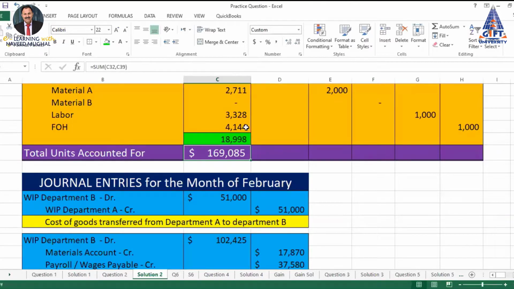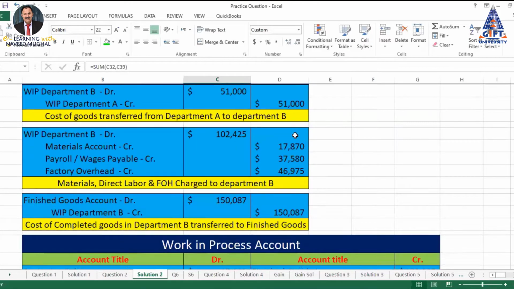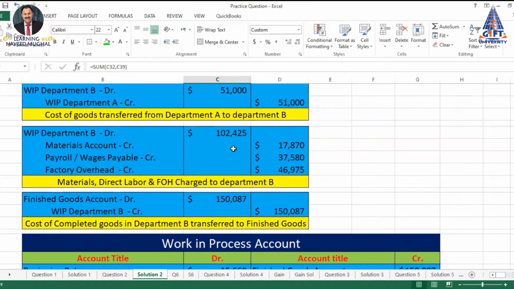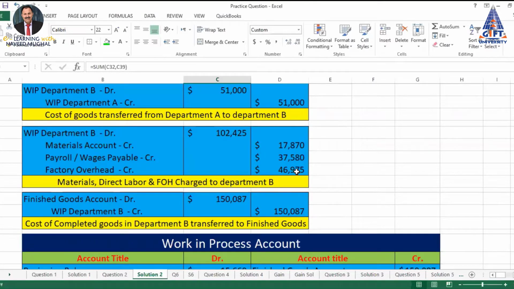Now, how would journal entries be made? Journal entries are simple. When we receive units from the preceding department, we make the entry: work in process department B debit, work in process department A credit. And when we charge the cost to the department, that is work in process department B debit, and materials, payroll and factory overhead accounts are credited. I have already explained this in my previous lecture, so there is no need to explain this whole situation. You can understand it by watching those videos.